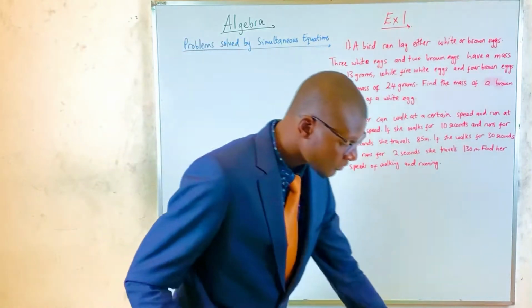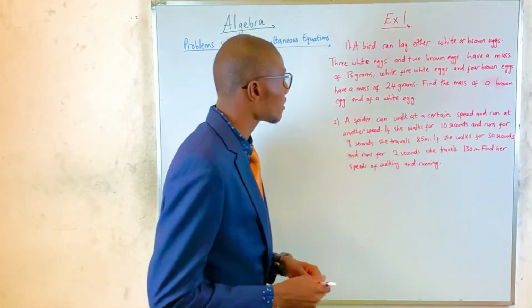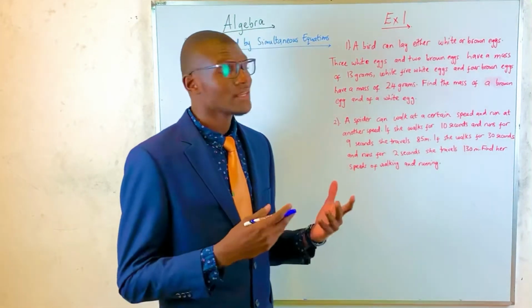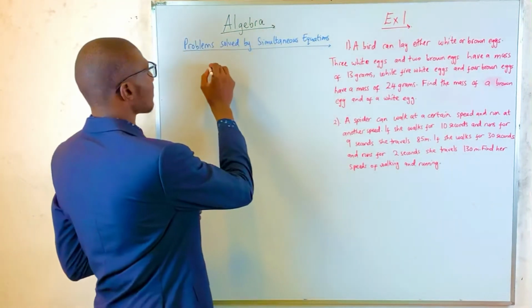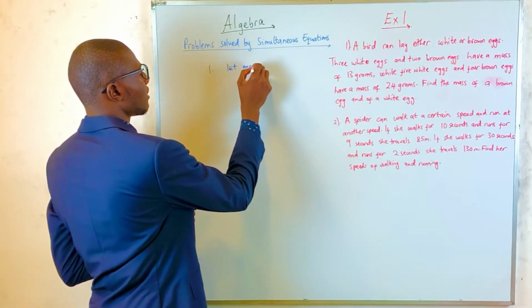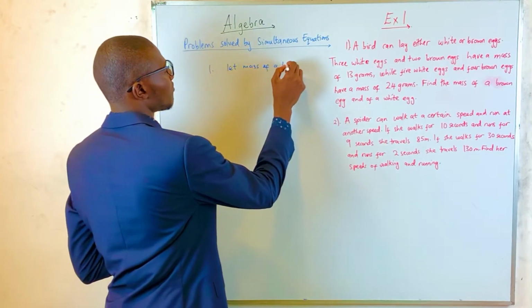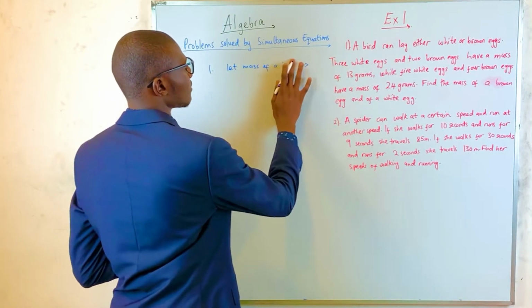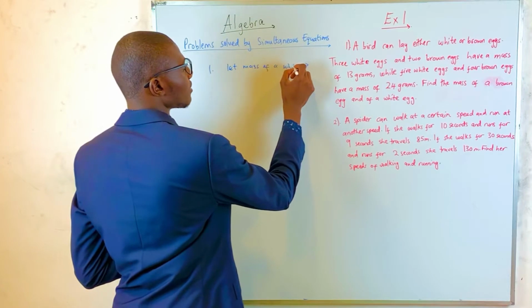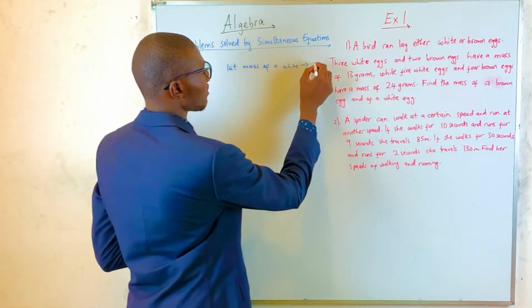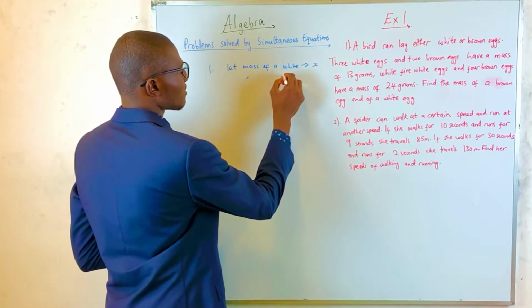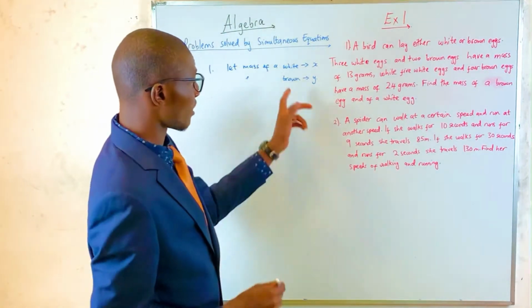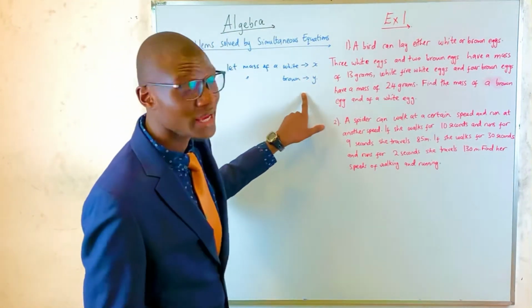So first of all, we name our unknowns. We don't know what the mass of a white egg is, neither a brown egg, but we can say, let the mass of a white egg be x, then the mass of a brown egg be y. This is just one egg: 1 white egg is x grams and 1 brown egg is y grams.